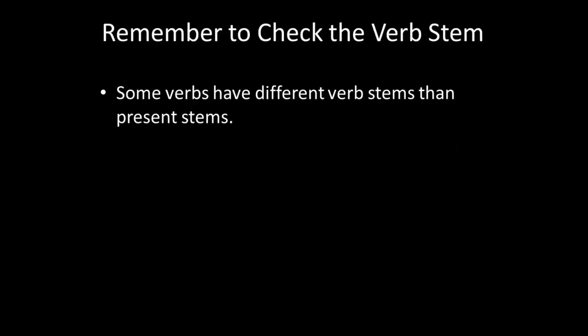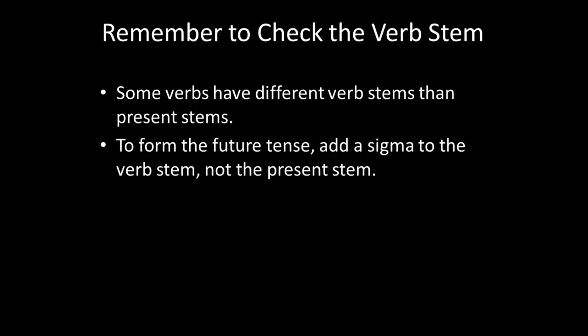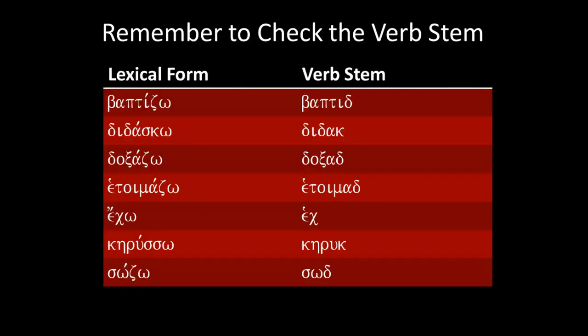Now I want to remind you to check the verb stem. Remember that some verbs have different verb stems than present stems. And remember that when you're forming the future tense, we're going to add a sigma to the verb stem, not to the present stem. Now sometimes they're the same, but just remember, future tense, add a sigma to the verb stem. So I want to give you a few examples.